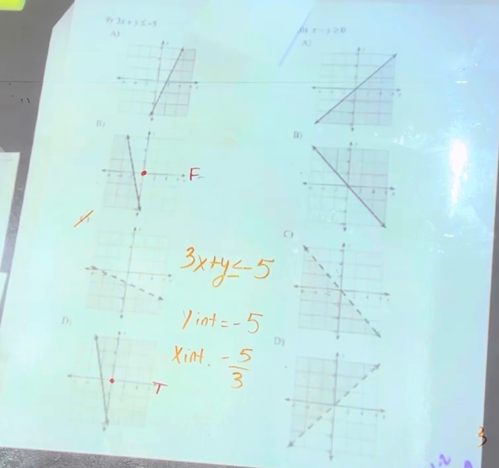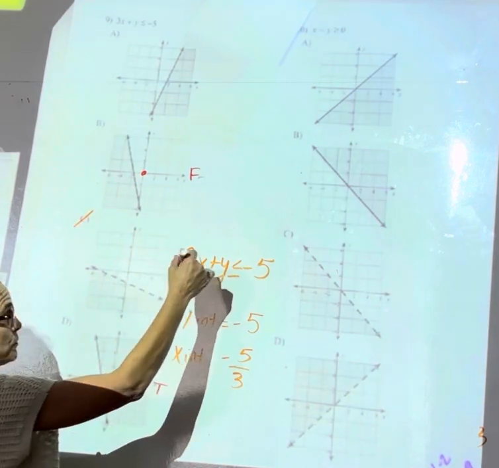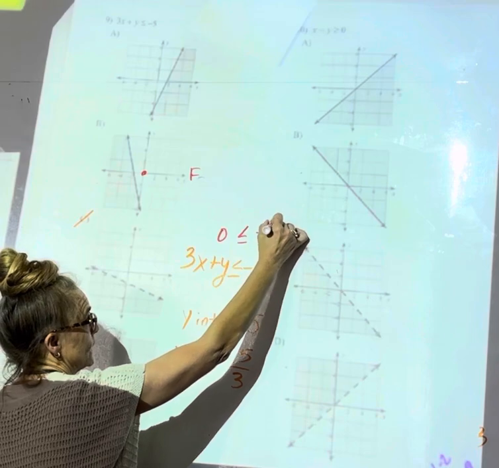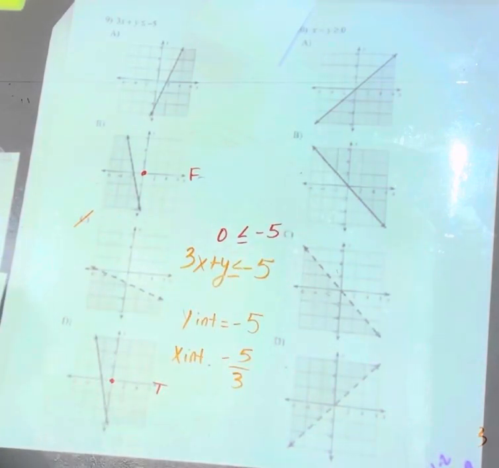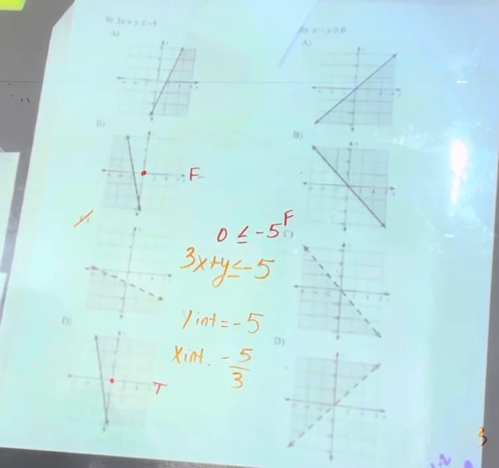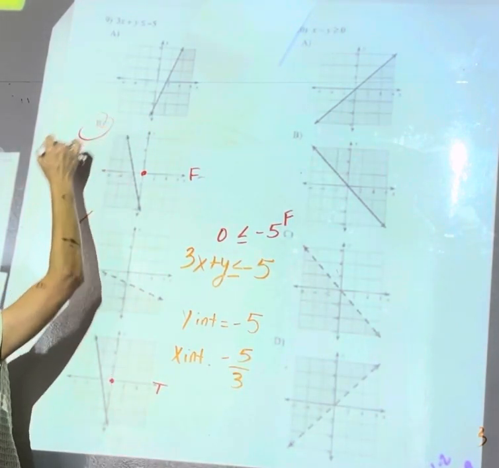So what is 3 times 0? 0. And plus 0 would be 0. So if I put in the origin, 0 would be less than or equal to negative 5. Is that true or false? False. 0 is greater than negative 5. So this is a false statement. Because it's a false statement, my answer is B.